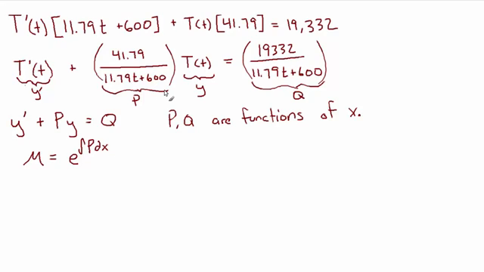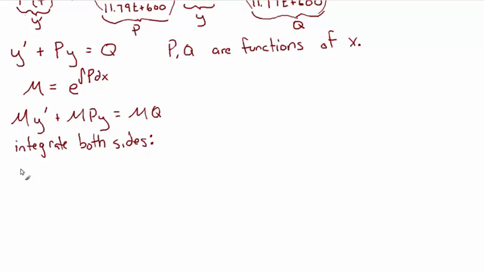And once you do that, you multiply both sides of the equation by mu. So working from here, you end up with mu times y prime plus mu times p times y equals mu times q. And now you can integrate both sides. So on the left side, we take the integral of mu y prime plus mu py with respect to x, and on the right side we take the integral of mu q with respect to x.